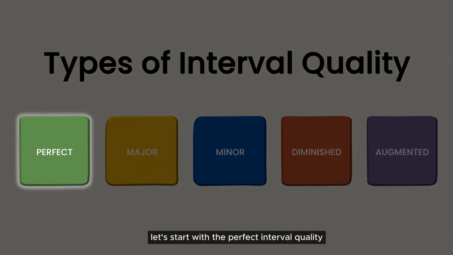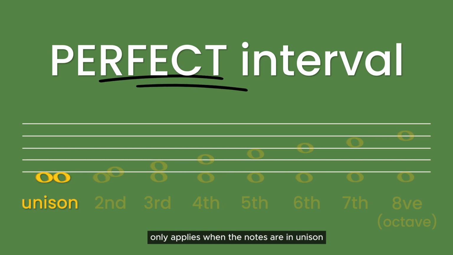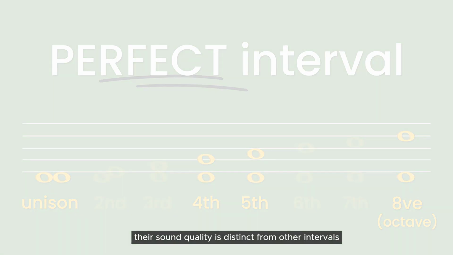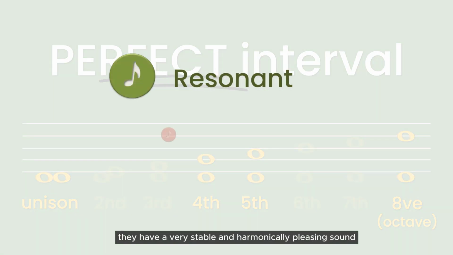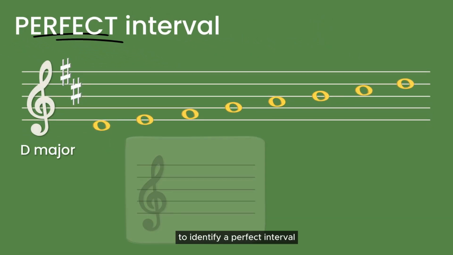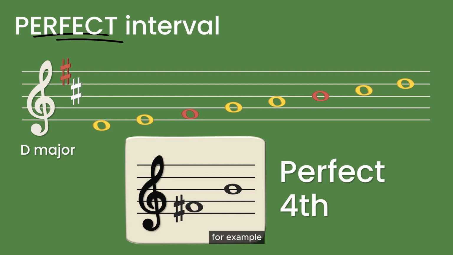Let's start with the perfect interval quality. The perfect interval only applies when the notes are in unison, fourth, fifth, or an octave apart. These 4 intervals are labeled as perfect because their sound quality is distinct from other intervals. They have a very stable and harmonically pleasing sound, and they sound resolved. To identify a perfect interval, both notes must be found in the same major scale. For example, F sharp and B are a fourth apart, and both notes belong to the D major scale. Therefore, they form a perfect fourth.